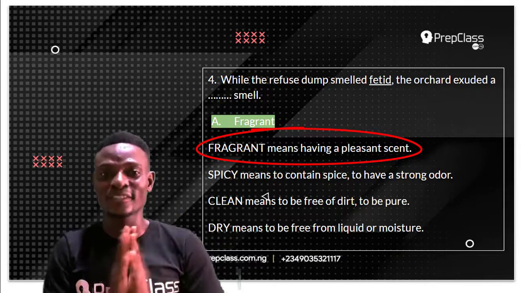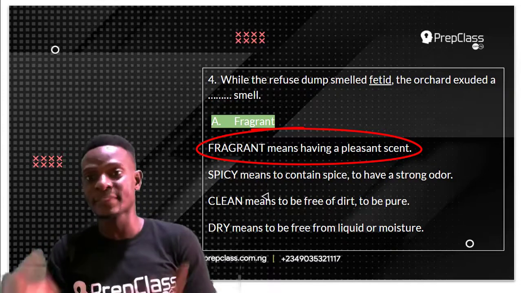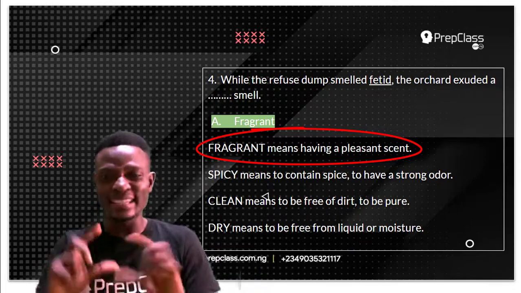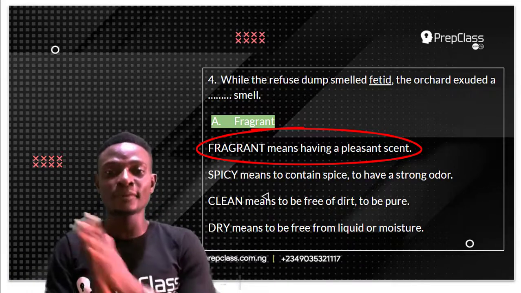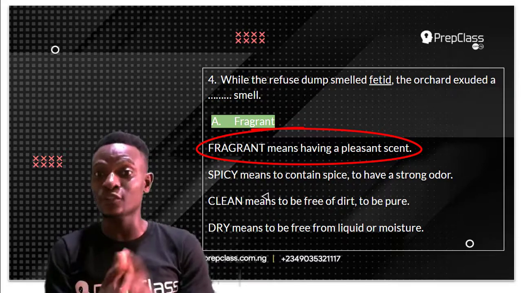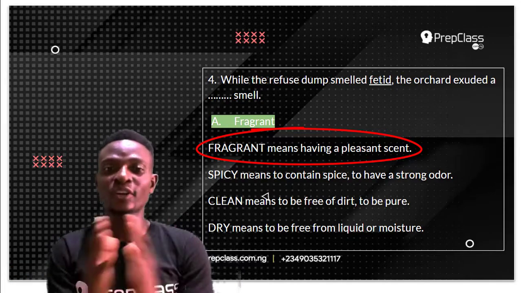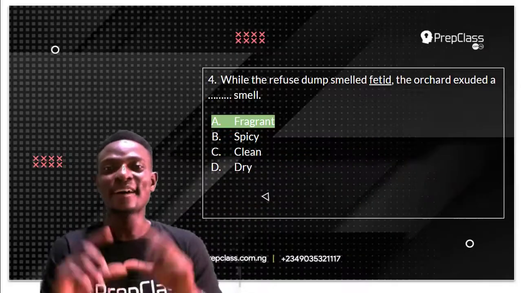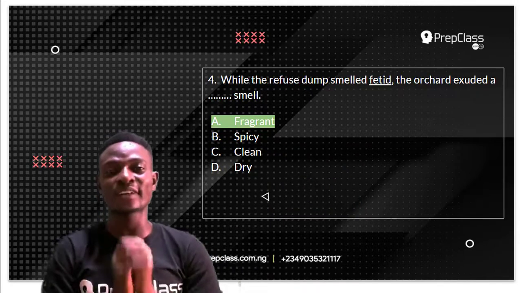It is not spicy, because spicy means to contain spice. It is like eating a food that is very, very spicy. Now, this is not the opposite of fetid. Spicy can also mean to have a strong odor. Now, odor is a terrible smell. It is not clean, because clean means to be free of dirt or to be pure. Now, this is not the opposite of fetid, because fetid does not mean to be impure. It is not dry, because dry means to be free from liquid or moisture. So the answer to this question is fragrant. While the refuse dump smelled fetid, the orchard exuded a fragrant smell.